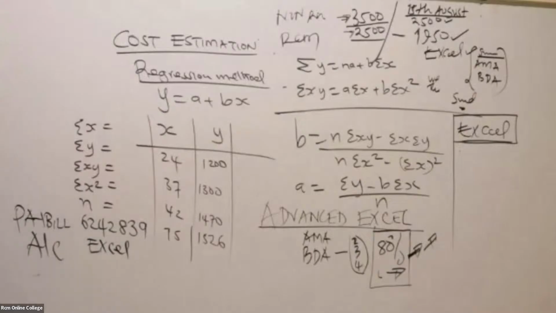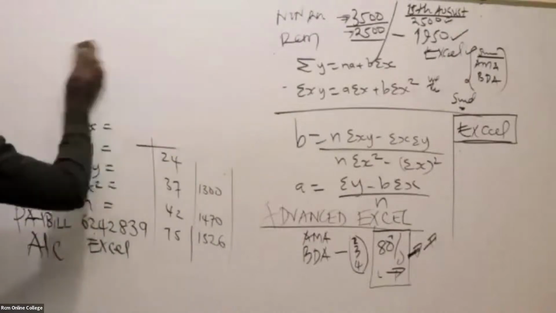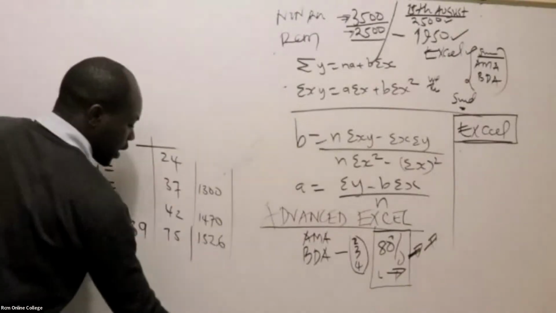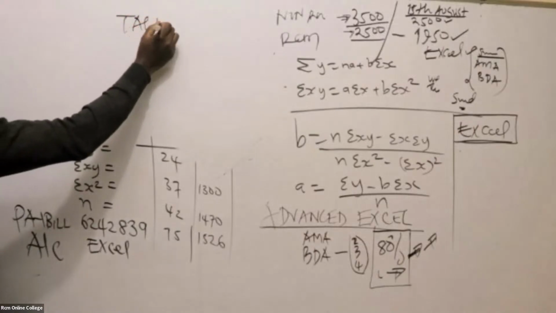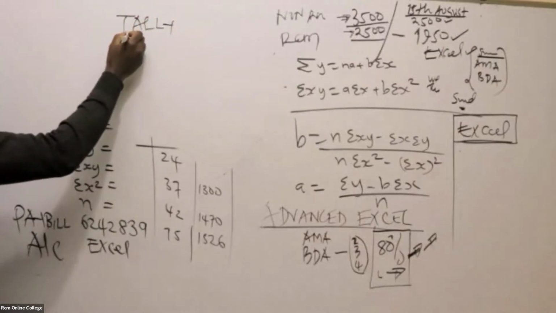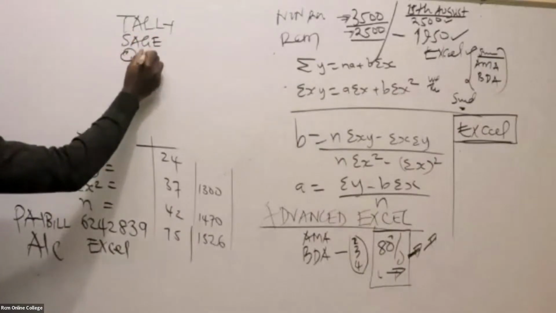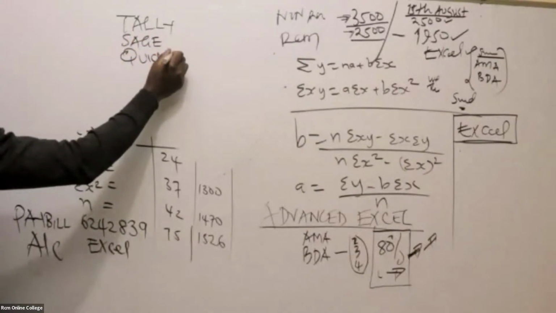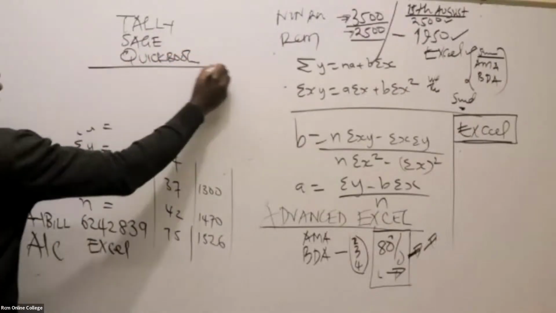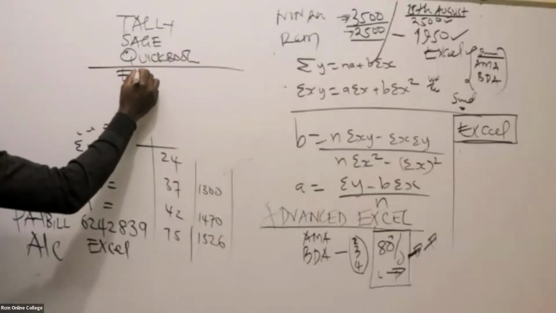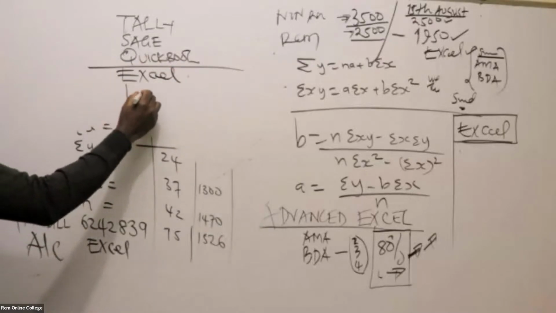And of course, it is not only Excel. You want to know how to generate reports in accounting packages. That is Tally, that is Sage, that is QuickBooks. Those are accounting packages. Then you now come to Excel. Once you have the Excel knowledge, you are able to now navigate.